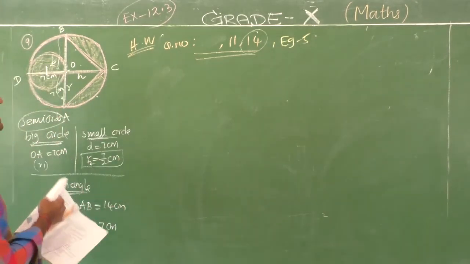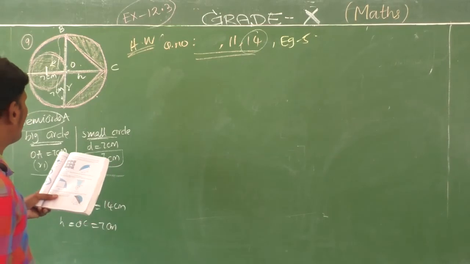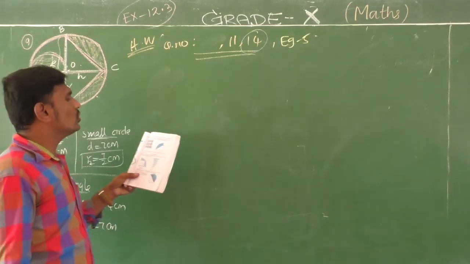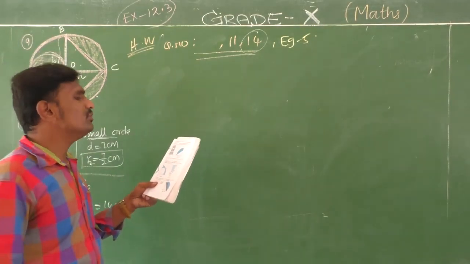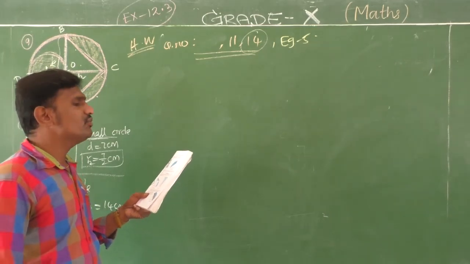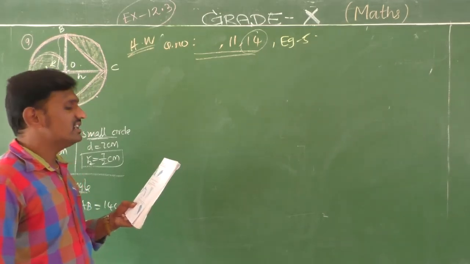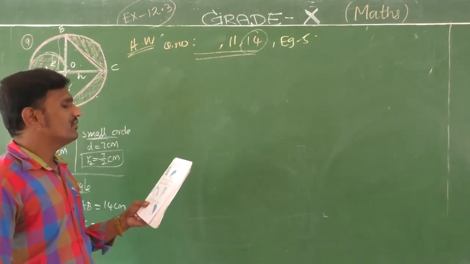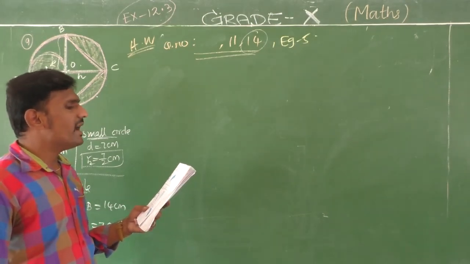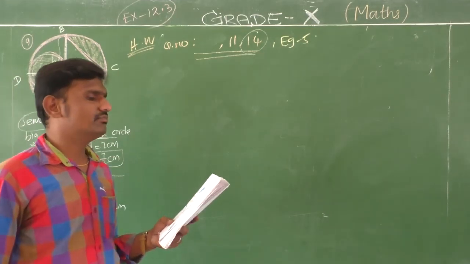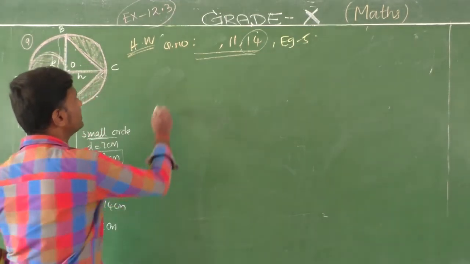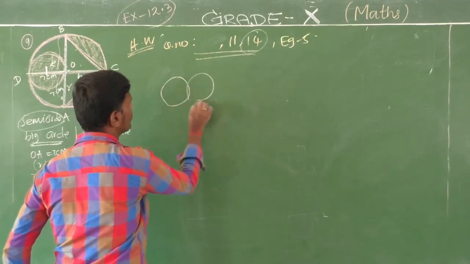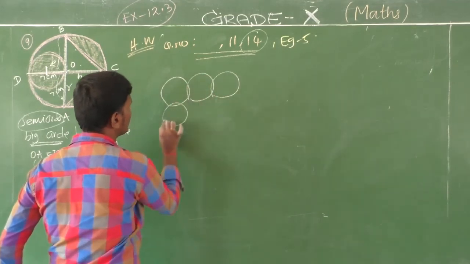Coming to the 11th question: on a square handkerchief, 9 circular designs, each of radius 7 cm, are made in the figure. Find the area of the remaining portion of the handkerchief. So 9 circular regions are available. Roughly like that I am giving you.